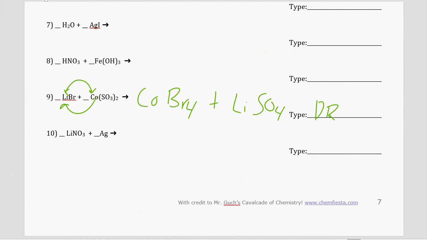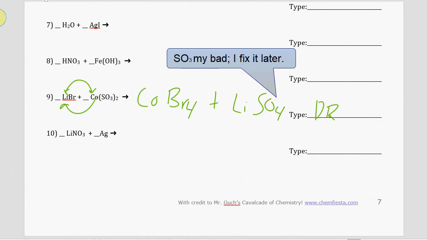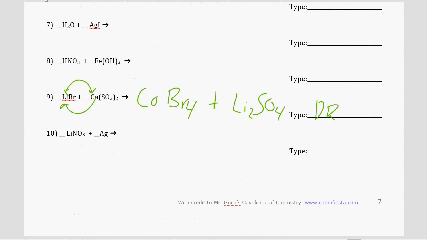Lithium is always a +1. Sulfite is a -2, so I need 2 lithiums to balance that off. CoBr4 and Li2SO3. Now, in a chemical reaction, if this were to actually happen, one of these would have to be a precipitate that we could actually capture in a filter, and the other one would go away. Otherwise, if there's not a precipitate, there's actually no reaction that happens. We'll talk about how you know reactions are happening.